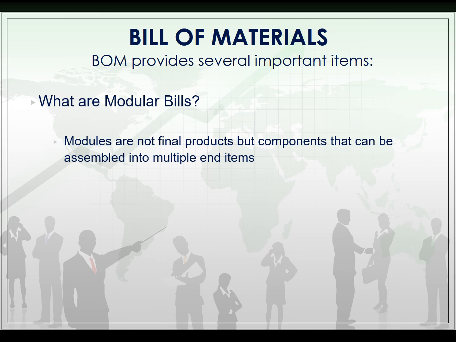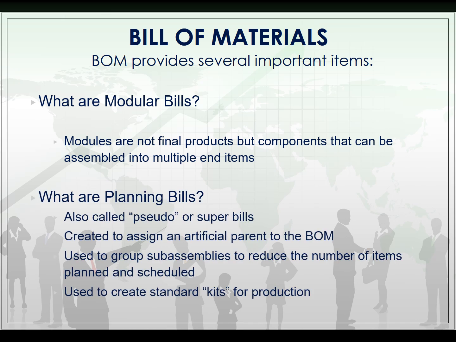Modular bills are not final products, but components that can be assembled into multiple end items. Planning bills, or pseudo or super bills, are created to assign an artificial parent to the bill of materials, used to group subassemblies to reduce the number of items planned and scheduled, and sometimes used to create standard kits for production. That is, if there are several items grouped together in an assembly that may go into different vehicles. For instance, like in automotive, it might go in this model car and it might go in that model car as well.